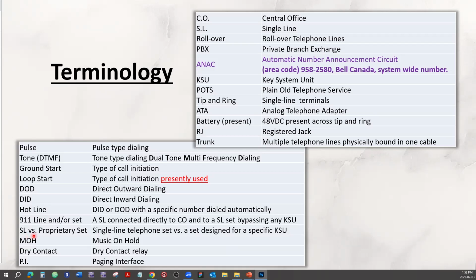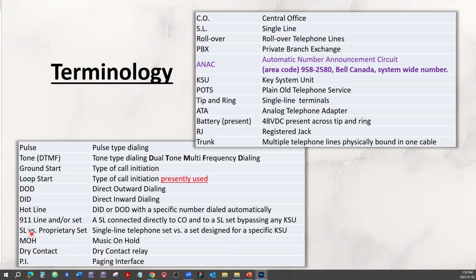Single line versus proprietary. Now it's 152 right now. And as I always say, if you need to go to another class, please do. You can catch the end of this lesson when it's being posted, as I always do. We have probably another 5 minutes to talk. All right.